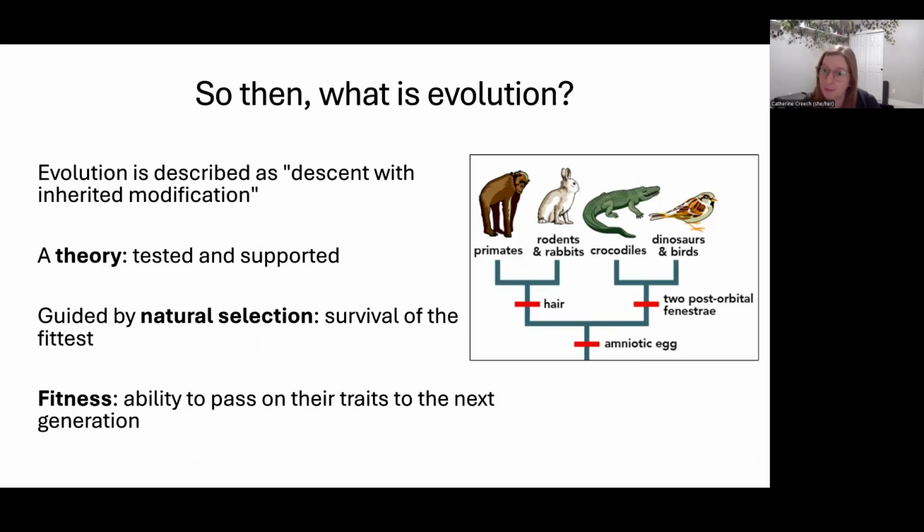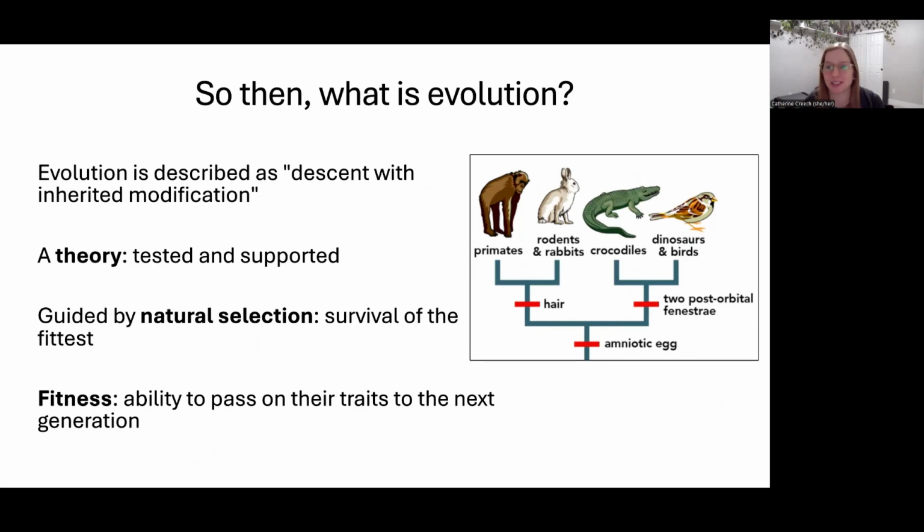So we're not calling it a hypothesis. We think that evolution exists. We have a lot of data to support it. And we'll talk about that data too. So it's described as a theory, just like the theory of gravity, or cell theory, which we accept that living things are made out of cells. And it's guided by this process called natural selection.